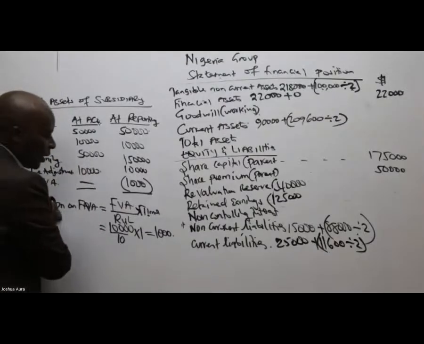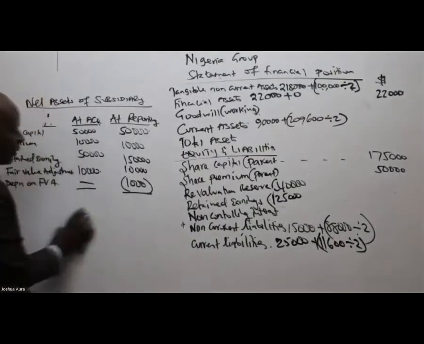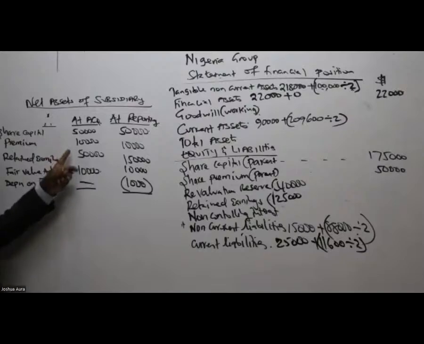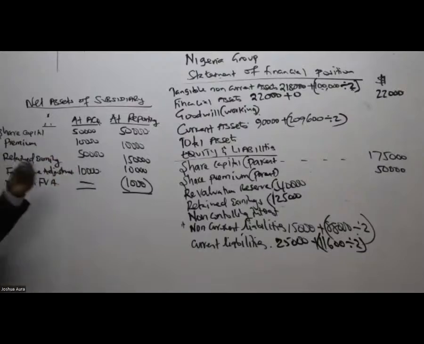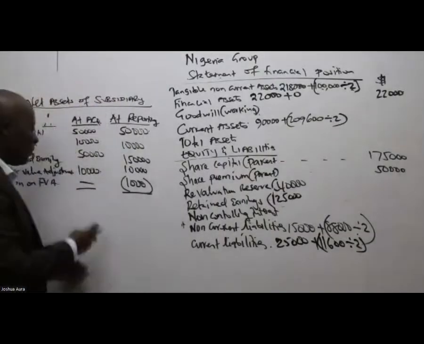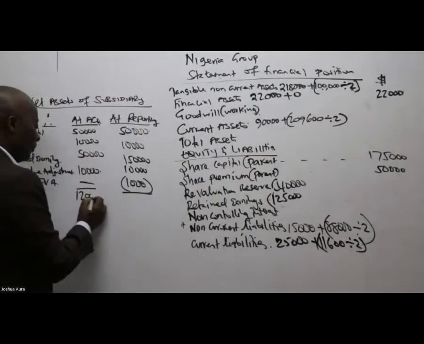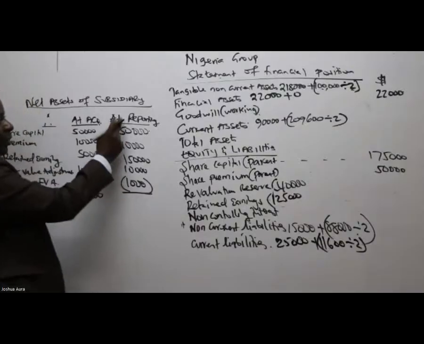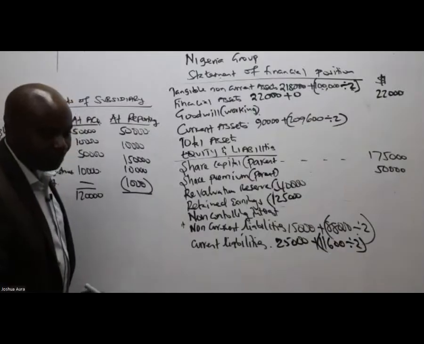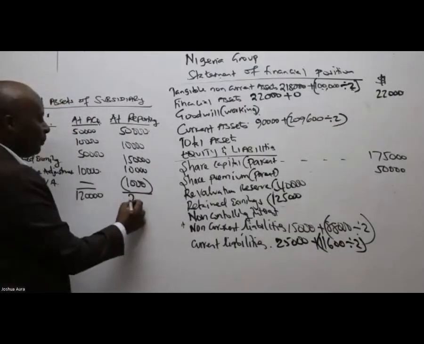So can somebody in this case come and give me the total net assets at acquisition? Can somebody give me something here? So we have here 120,000. Thank you very much. Yes. How about net assets at reporting? 210,000.